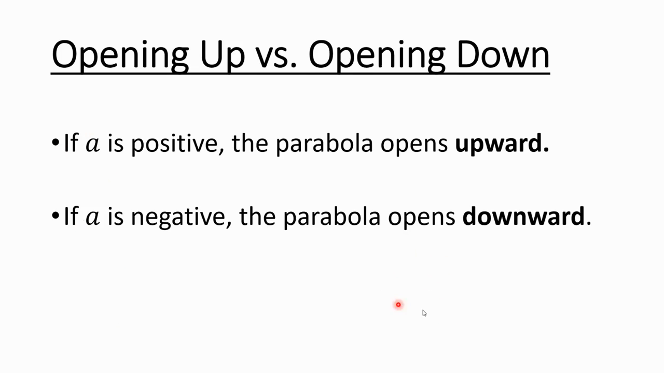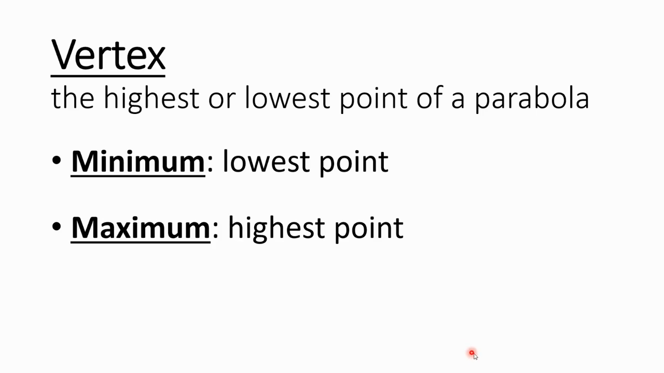All right, there's one other term that we need to learn regarding parabolas today, and it's the word vertex. So the vertex is whatever the highest point or the lowest point is of a parabola. We're either going to call that vertex the minimum or the maximum, depending on if it's the lowest point or the highest point.